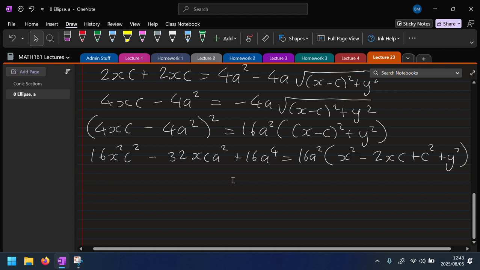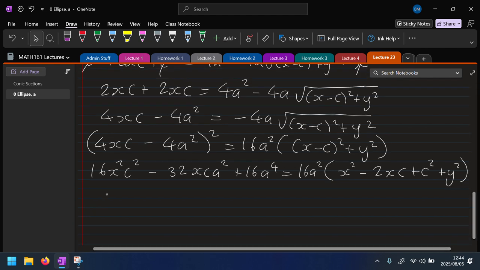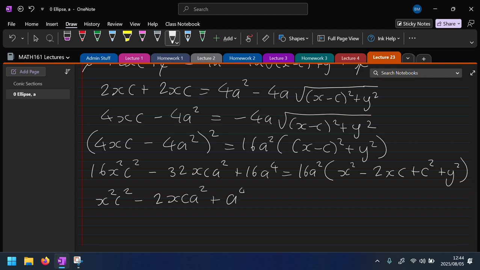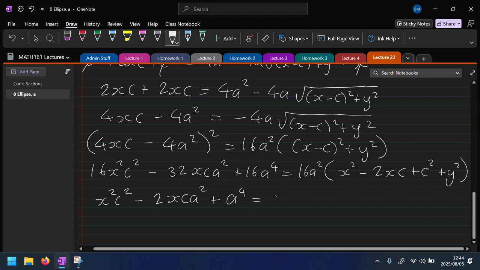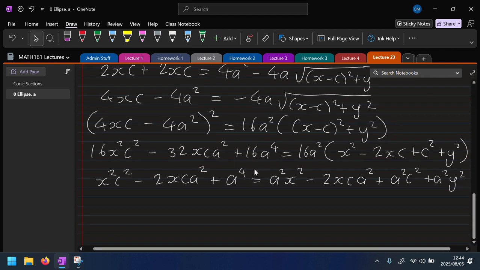Okay. So here we are. Now we've got the factors of 16 throughout, so we can cancel those. So we have x squared c squared minus 2xca squared plus a to the 4 is equal to, we just cancel the 16 there. So that will be a squared x squared minus 2xca squared plus a squared c squared plus a squared y squared. Okay, we end up with that.